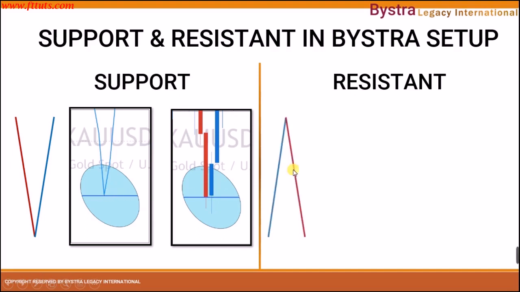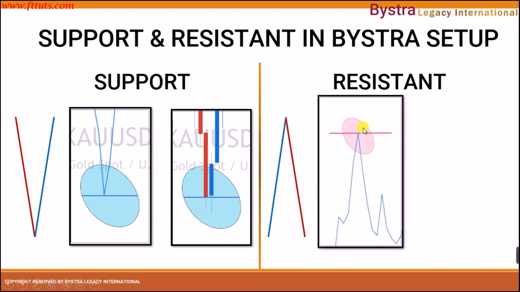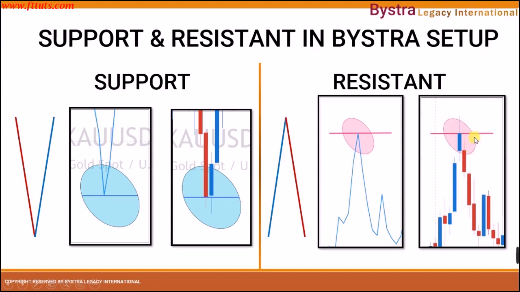Next, the resistance is the capital letter A, only upside down. So the capital letter A will be our resistance. If we change it to the line chart, it will look something like this. See, this is a very sharp A. So we mark the horizontal line at the edge of the A, as highlighted in this ellipse shape here. So this is also considered a strong resistance. If we move to the candlestick chart, it will look something similar like this.